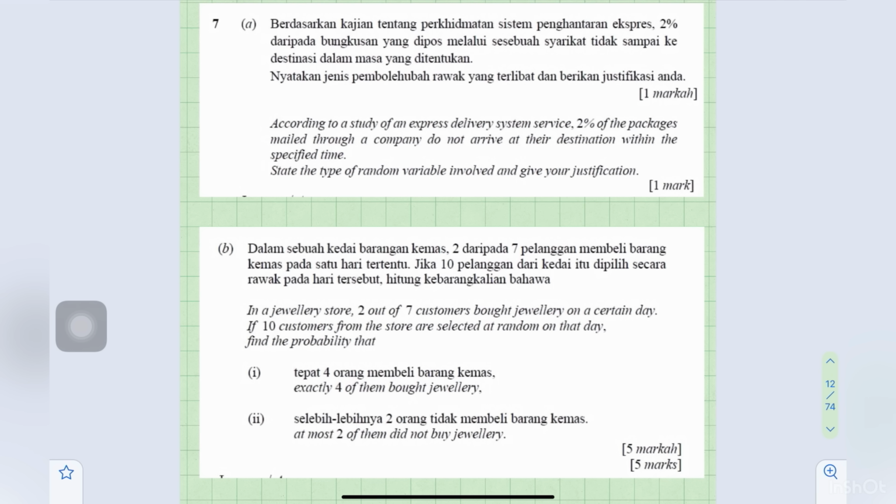7a, according to a study of an express delivery system service, 2% of the packages mailed through a company do not arrive at their destination within the specific time. State the type of random variable involved and give your justification.